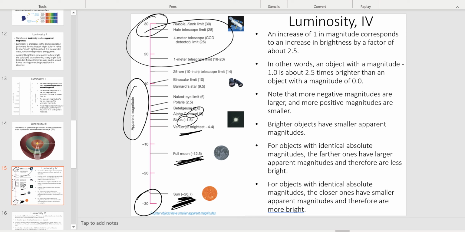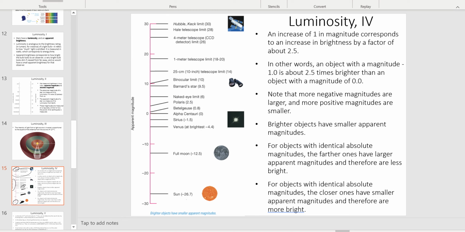As I said, I'm sorry to say that this scale is a bit confusing, because more negative numbers mean greater apparent brightnesses and also greater luminosities, but it's just something you have to get used to.